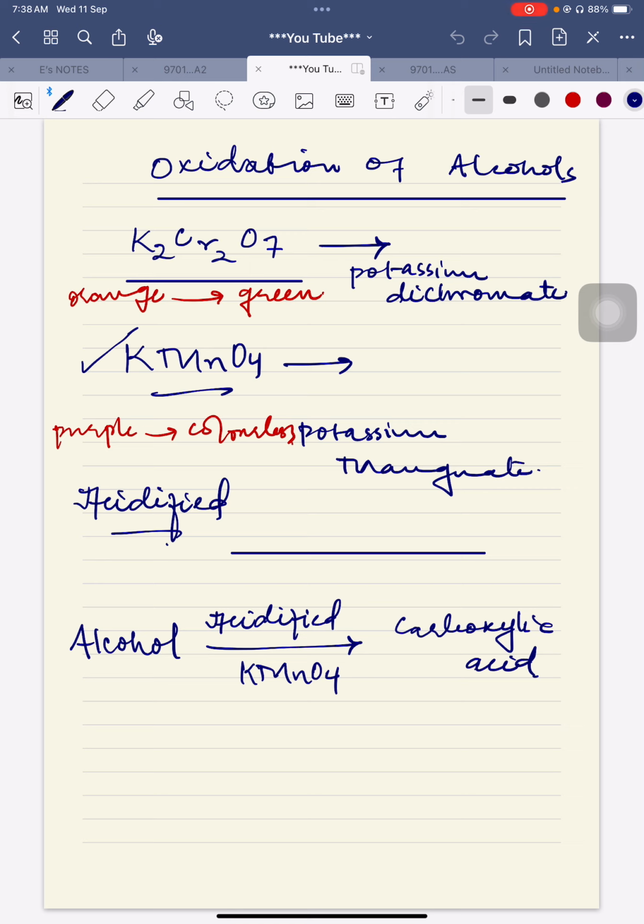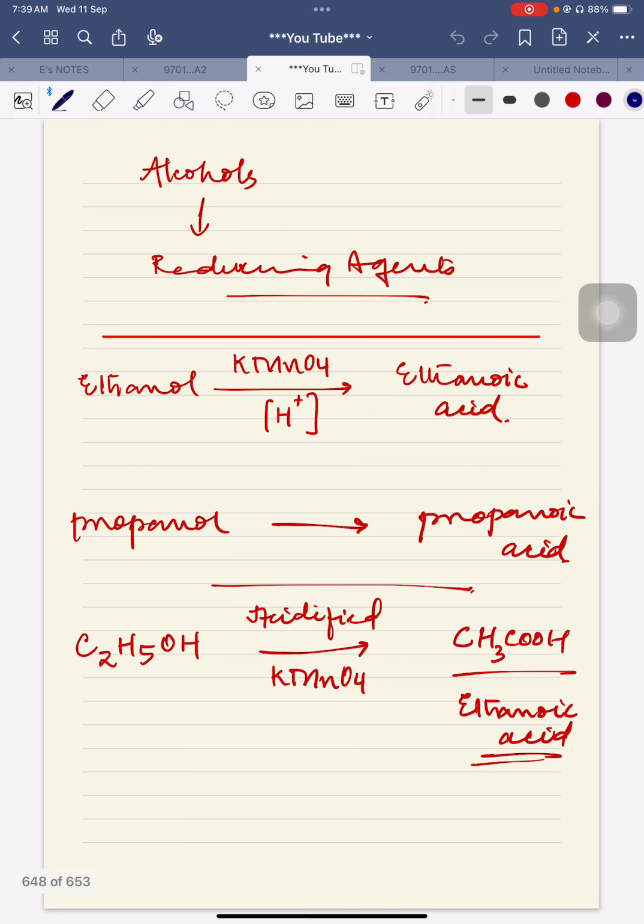You need to know the color changes. The examiner can ask how a student can get an idea that the alcohol is no more there. The color of KMnO4 changes from purple to colorless, and the color of K2Cr2O7 changes from orange to green. So these are the identifications to tell you that acid is formed. And I have told you yesterday that alcohols are considered reducing agents.